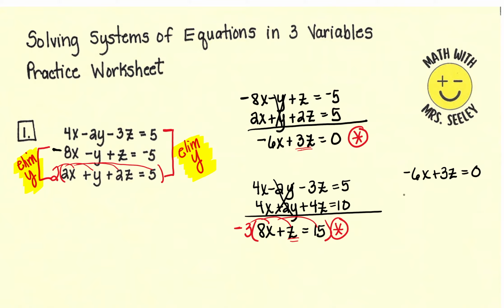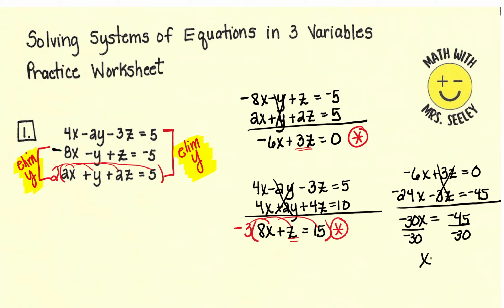Negative 3 times 8 is negative 24x. Negative 3 times z is negative 3z. And negative 3 times 15 is negative 45. The z's cancel. And I get negative 30x is equal to negative 45. Divide by your negative 30. And x is equal to, as a decimal, 1.5.